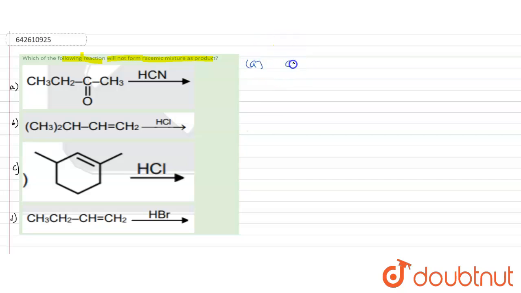The first reaction is like this. This is CH3 and this is CH2, and this is COCH3. So when we react this carbonyl compound with HCN, we get a cyanohydrin product. The negative charge, the cyanide, attacks this electrophilic carbon. Since this is an electrophilic carbon due to the electronegativity of oxygen, the cyanide attacks here, so the product will be like this.